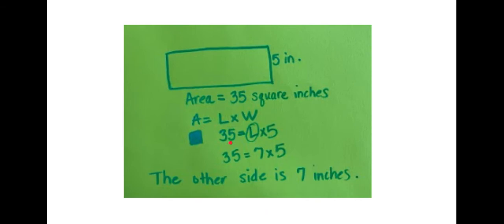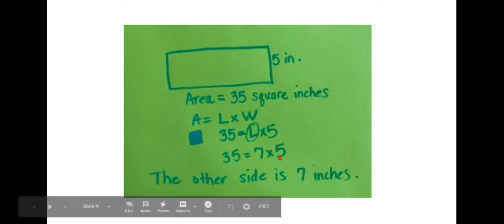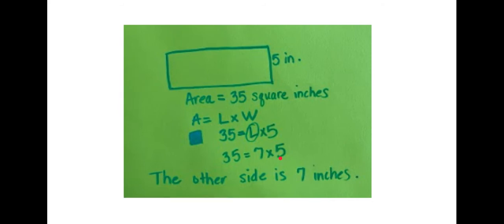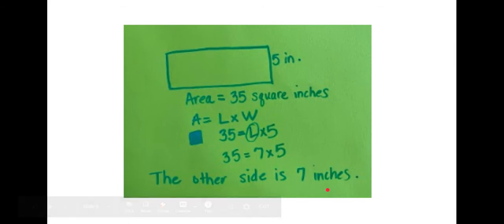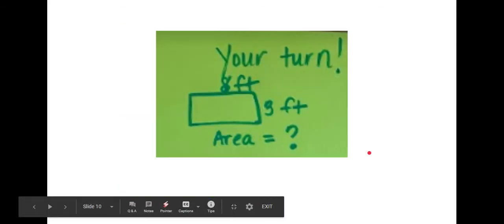So they gave me the area, so I put it here. Like normally I would have my answer, but this time I'm going to fill that in. So 35 is equal to the length times 5. I can fill in this 5 because I already have that dimension. Okay, so 5 times something is 35, so it must be 7. So the other side or the other dimension is 7 inches.